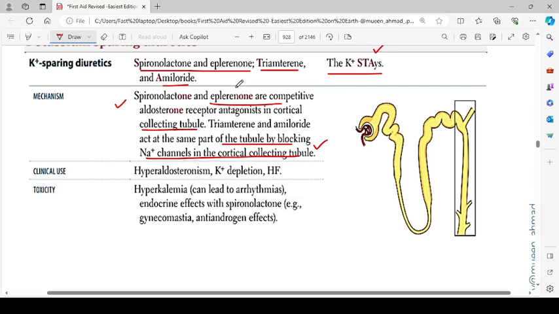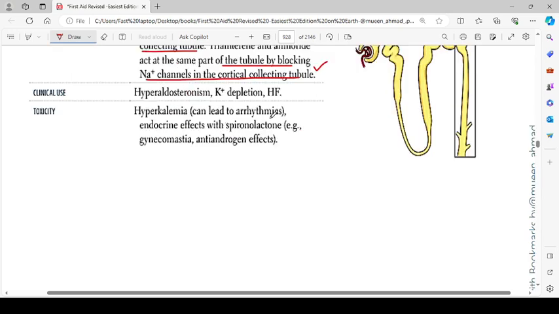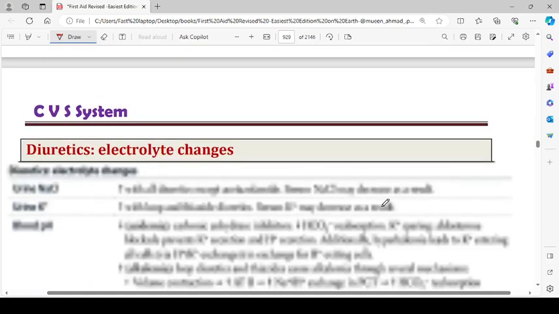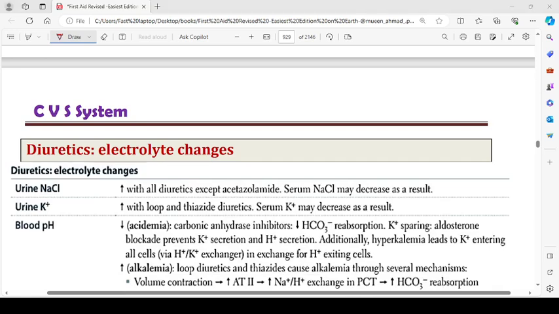The clinical use is hyperaldosteronism, potassium depletion, and heart failure. Hyperkalemia can lead to arrhythmias. Endocrine effects with the spironolactone, for example, gynecomastia and anti-androgen effects. Then comes the diuretic electrolyte changes. So the first one is diuretic electrolyte changes.